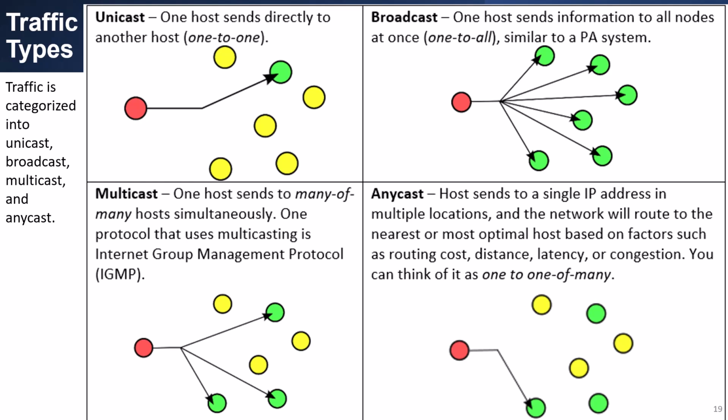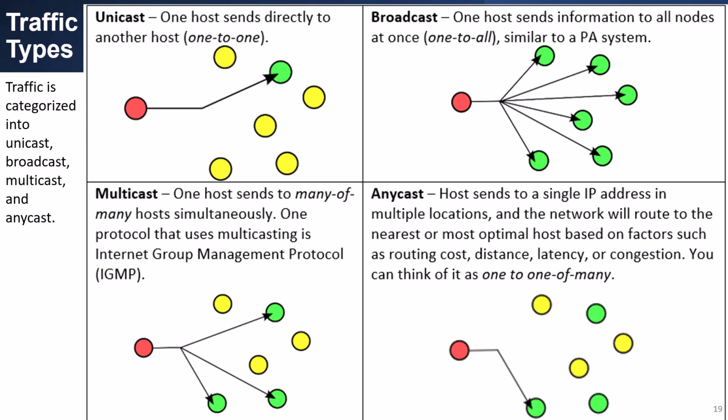Broadcast is where one host sends information to all nodes at once, one-to-all, similar to a public address system or PA system. Remember, broadcasts don't typically go through routers. Multicast is where one host sends to many hosts simultaneously. One protocol that uses multicasting is Internet Group Management Protocol, or IGMP. Multicasting is used with Internet Protocol television, real-time streaming media, and video conferencing.